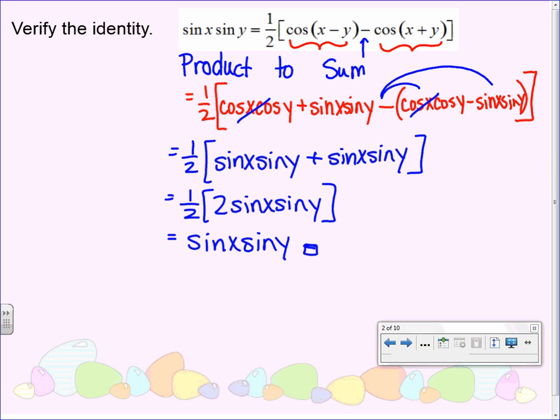If you had to prove any of the product to sum identities, it would look exactly like this. It would just vary a little bit depending on what sum and difference identity you were using. But the proofs are all the same. So we're only going to do one of those. Good? Okay.